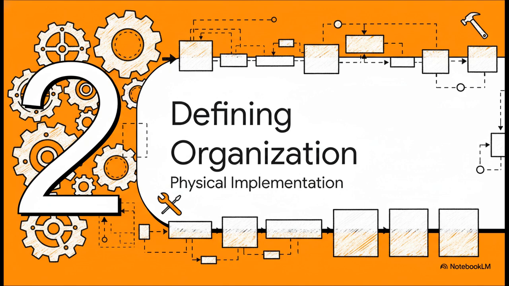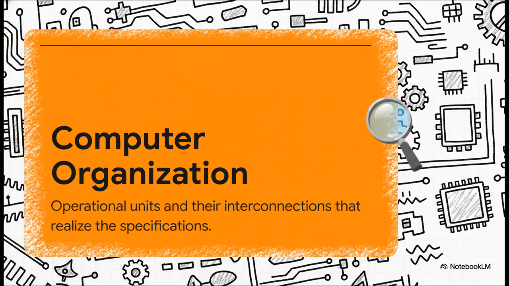Moving on to Section 2, Defining Organization, the Physical Implementation. Now, computer organization, that's an entirely different beast, mainly because it's completely transparent to the programmer. It refers to the operational units and their interconnections that actually realize those architectural specifications we just talked about. If architecture is the what, organization is the how.